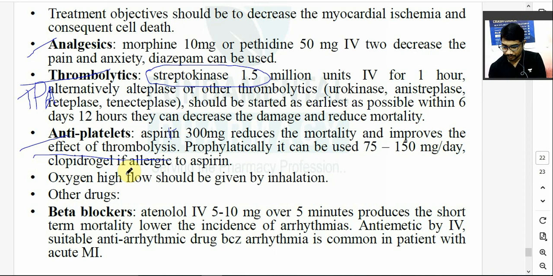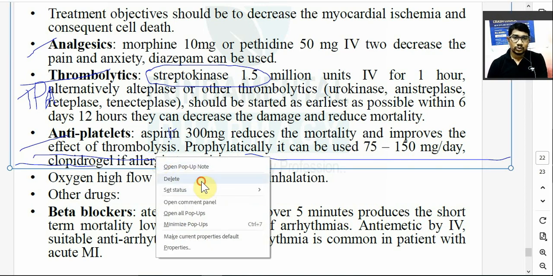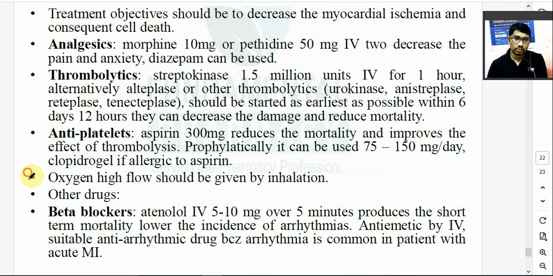So immediately for fibrinolysis, 300 milligram aspirin is effective, and then for prophylaxis, for the prevention of this, you can use 75 to 150 milligram per day. Then another drug, clopidogrel, can be used if there is allergy to the aspirin. अगर aspirin का allergy है तो clopidogrel यूज कर सकते हो. So analgesic drugs like morphine, pethidine, diazepam, thrombolytic kinases, antiplatelet aspirin and clopidogrel.